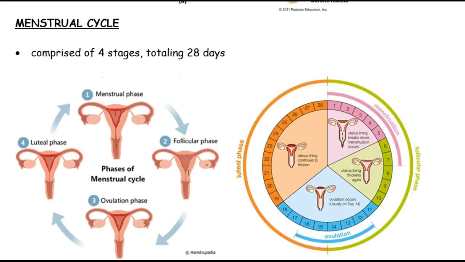And over a period of a few days, as the egg is maturing, the endometrium will get thicker and thicker.